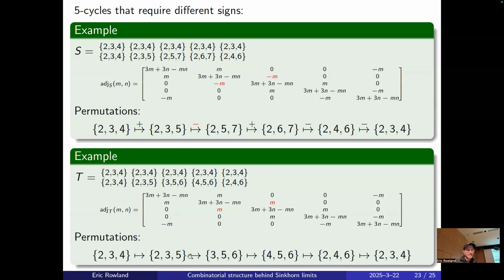So going from here to here, 2, 3, 4 to 2, 3, 5, again, you're just swapping the 4 for 5, so the sign of that permutation is positive. But going from 2, 3, 5 to 3, 5, 6, we're getting rid of the 2 and introducing 6.